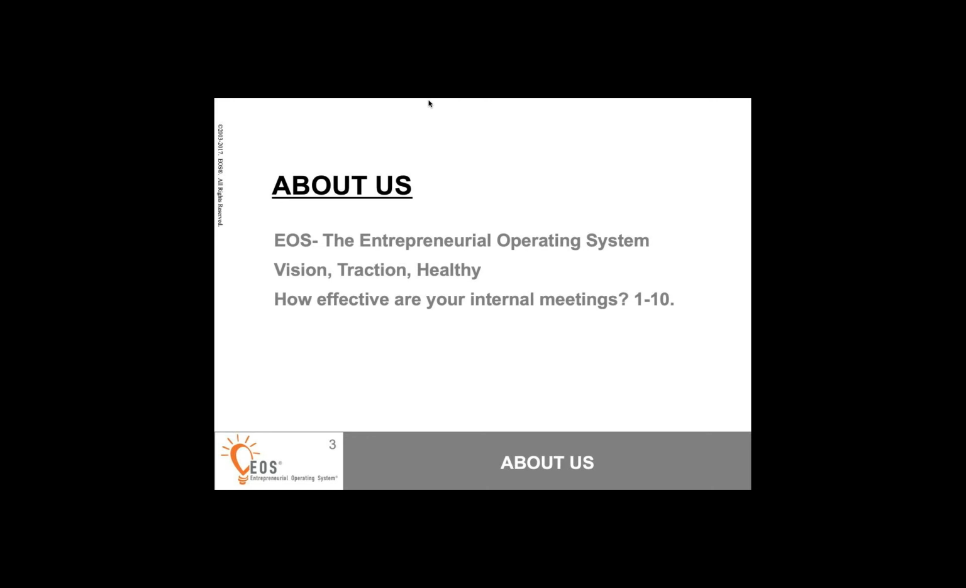One is vision, and traction, and healthy. So vision from the standpoint of getting all of your leadership team on the same page of where you're going and how you're going to get there. Traction is building discipline and accountability and getting everybody executing on that vision. And healthy is building a functional, cohesive, healthy leadership team. So all of the things within the EOS system are designed to do those.